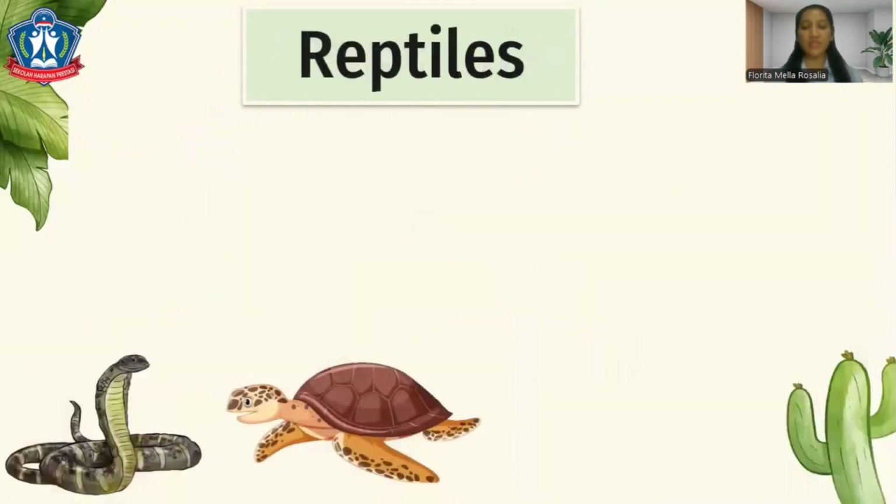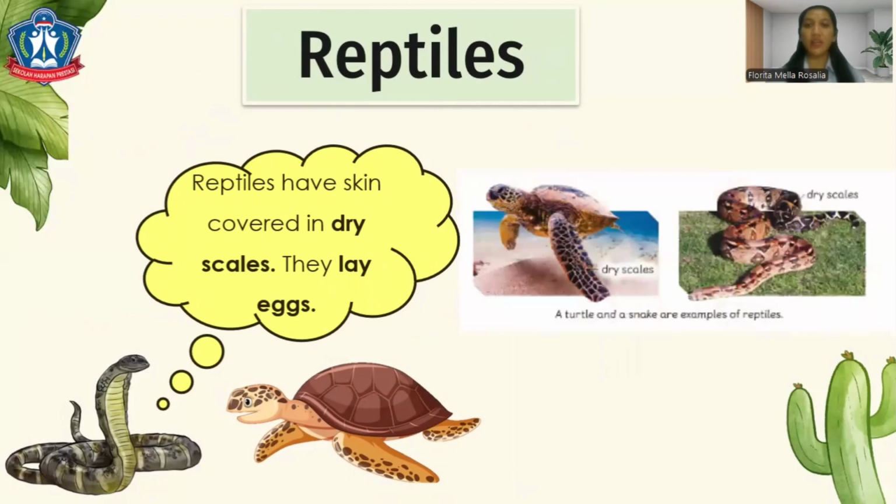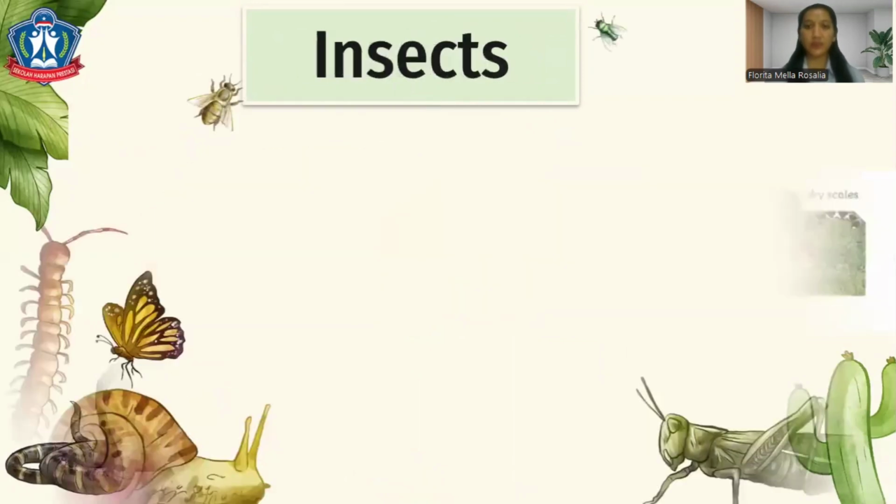Now it's about reptiles. Reptiles have skin covered in dry scales and they lay eggs. Turtle and snake are examples of reptiles.